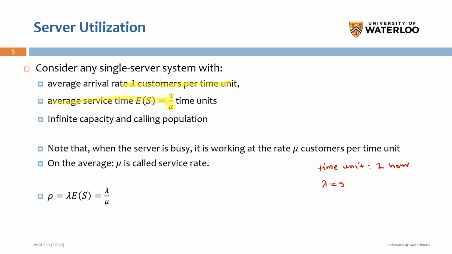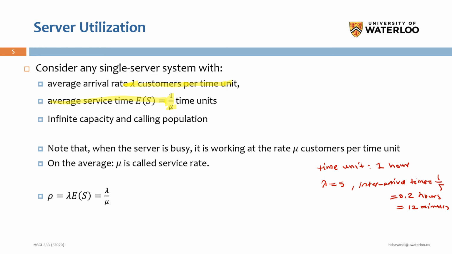So the inter-arrival time here will be 1 over 5, or 0.2 hours, or in minutes it will be 12 minutes. So this means every 0.2 hours, or every 12 minutes, we have one customer arriving to our system.